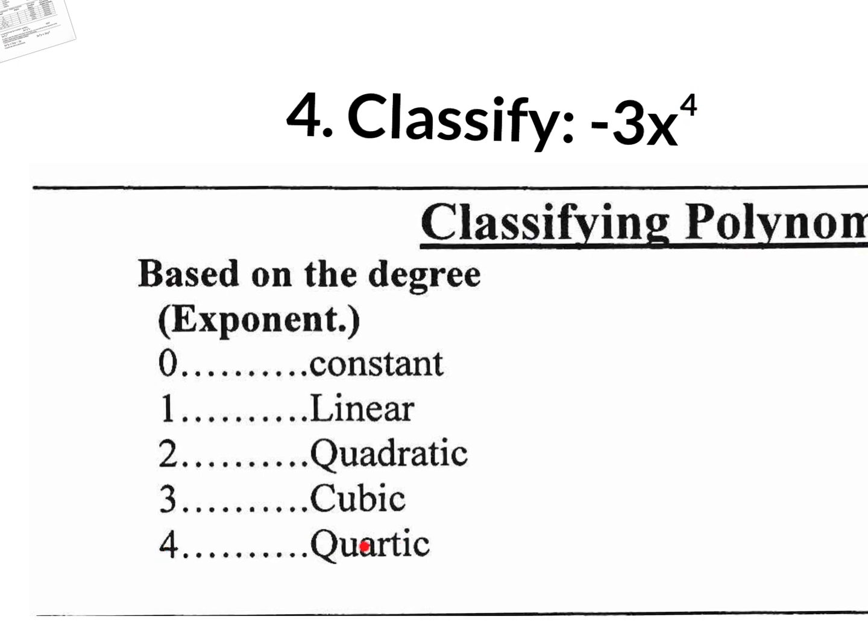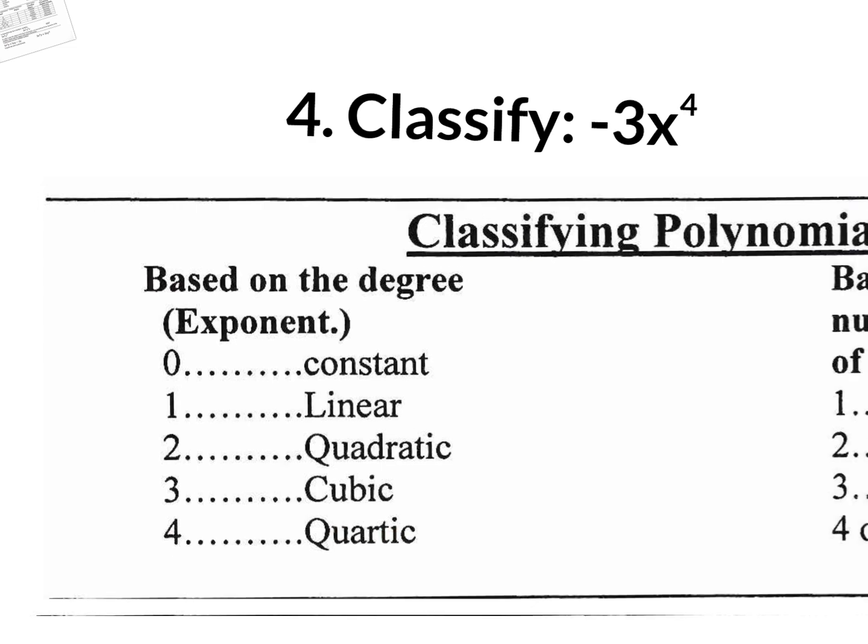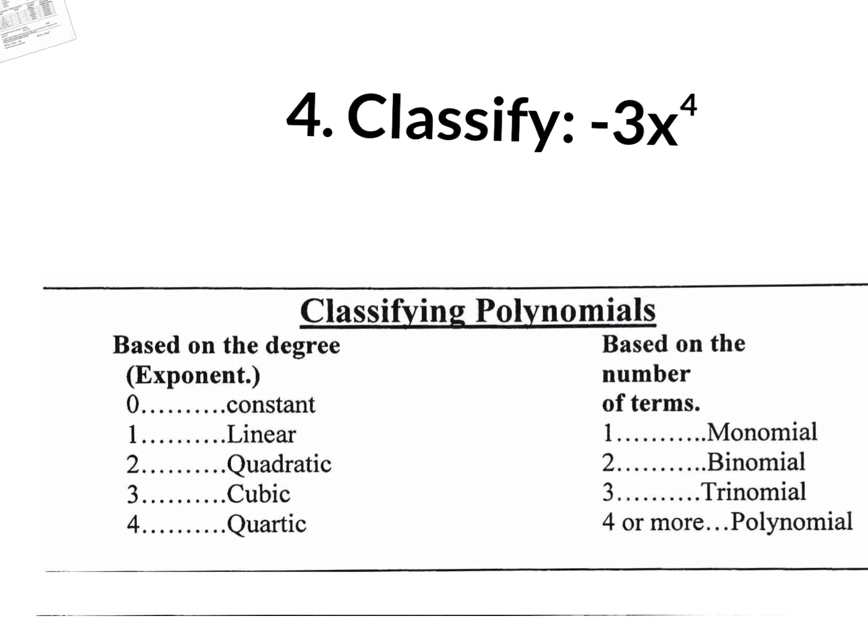Quartic, right? Quartic. What about your last name? It's based on the number of terms. How many terms do you see here? Just 1. So it's a quartic 1-term monomial. So number 4, quartic monomial. And that is the correct answer.